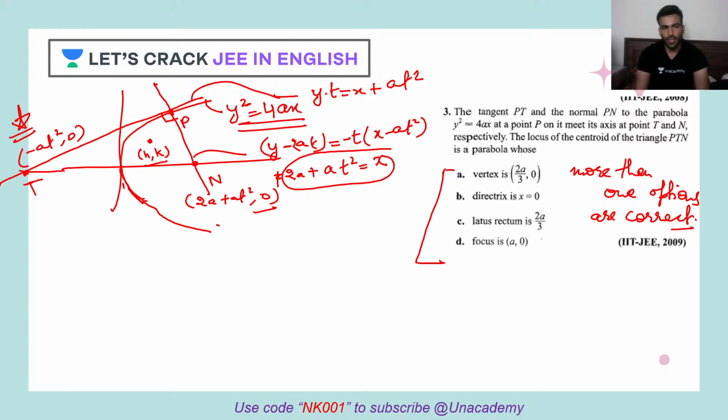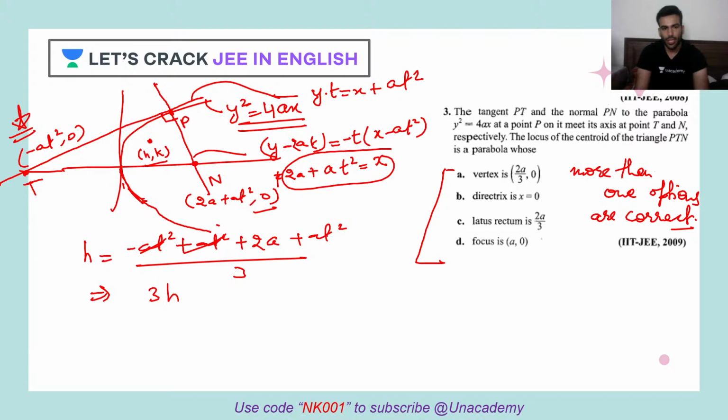So these are the coordinates for these 3 points. So what will be h? Your centroid will be minus at square plus 2a plus at square upon 3. So as you can see, this will cancel out. So what do I have? 3h minus 2a is equal to at square.